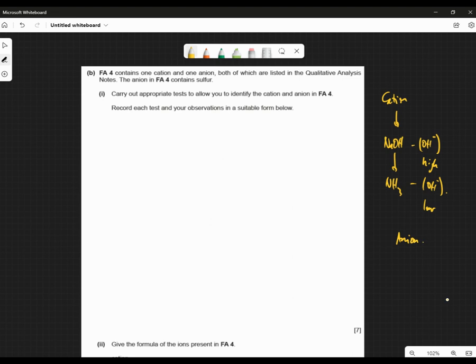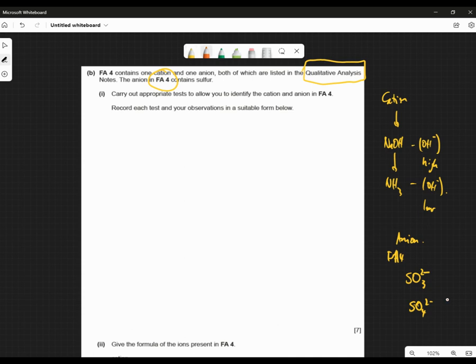Now, if you use the qualitative analysis sheet, as you were given, what you know is the Fa4 contains sulfur. So it's either the sulfite, SO3 2-, isn't it? Or it's the sulfate. It's either one of those two. Simple as that. And if you look at the analysis sheet, it's dead easy figuring which one it is. I'll come to that in a minute.